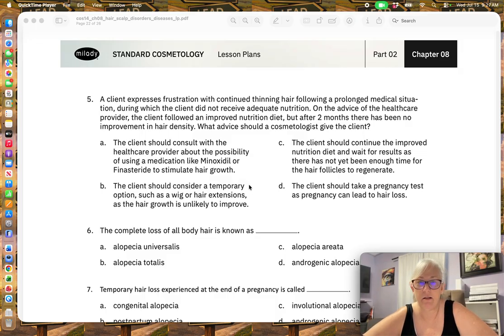Pregnancy can lead to hair loss. So all of these other 3 kind of fit in, and that's what trips you up. But the most correct answer is going to be C, that you should continue to have the client use the nutrition diet and wait for the results because there hasn't been enough time to regenerate the hair follicles. So while all of the others do fit, C is the most correct answer.